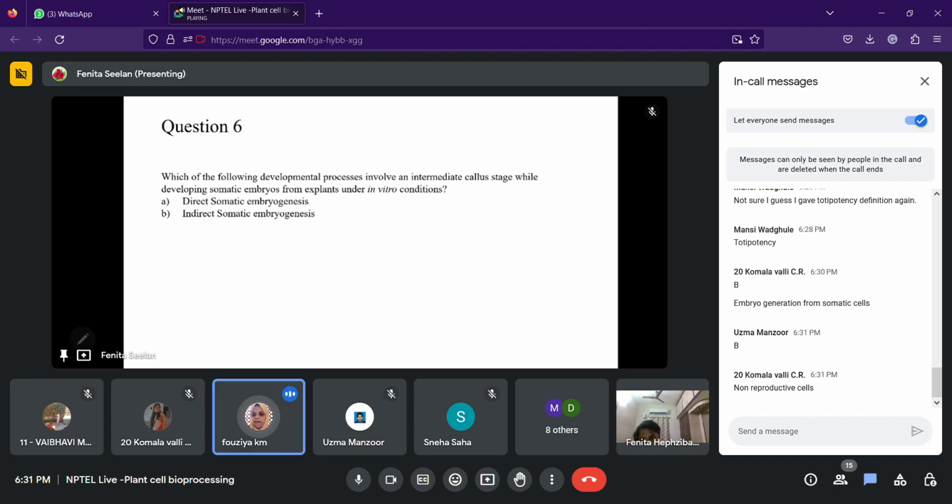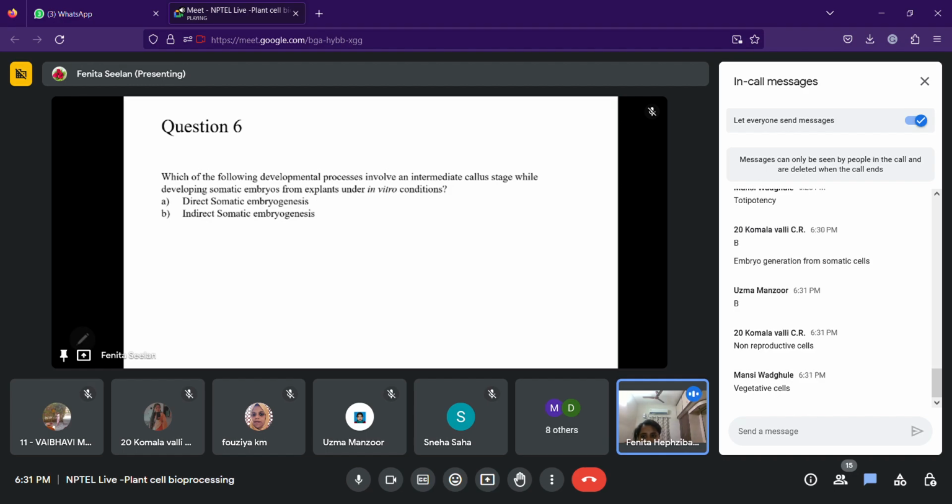Synthetic seeds, yes. What are called synthetic seeds? Why are they named synthetic seeds? Somatic embryos are not themselves synthetic seeds, but synthetic seeds are the ones which we make with somatic embryos. We encapsulate them and then use them as synthetic seeds, artificial seeds.